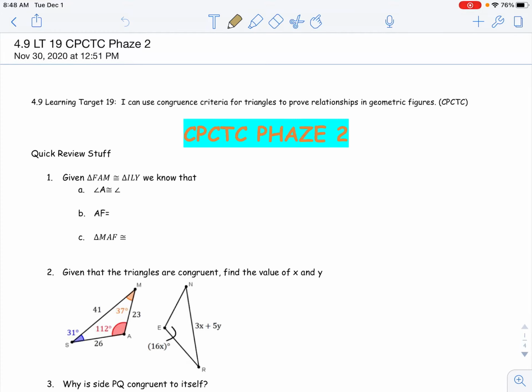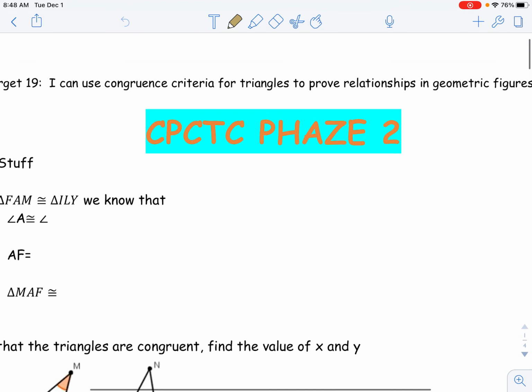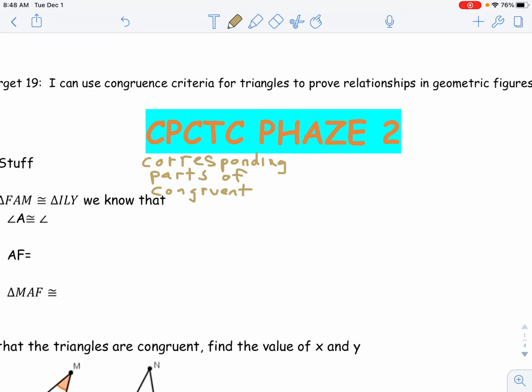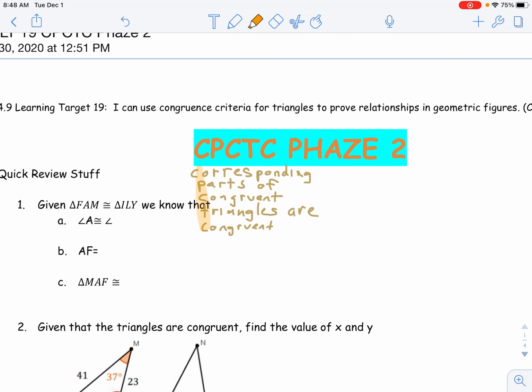All right, students, we're here with CPCTC Phase 2. Remember, this stands for corresponding parts of congruent triangles are congruent. Corresponding parts of congruent triangles are congruent. CPCTC. Phase 2.